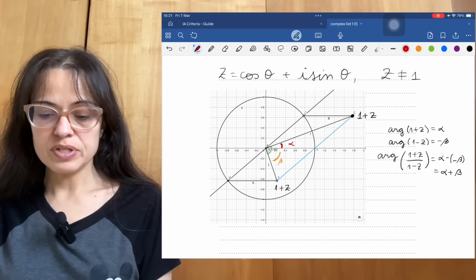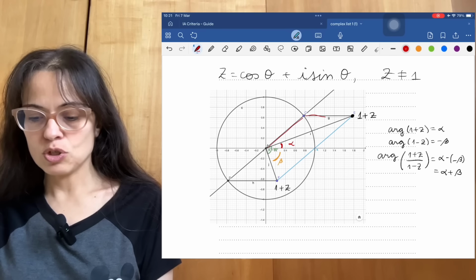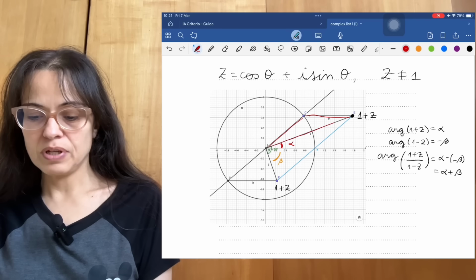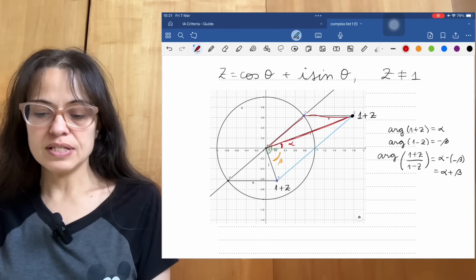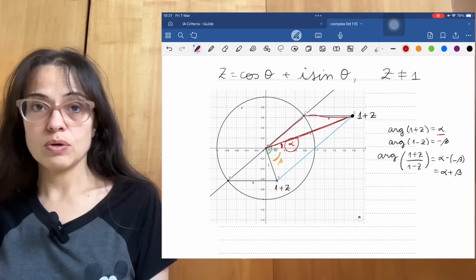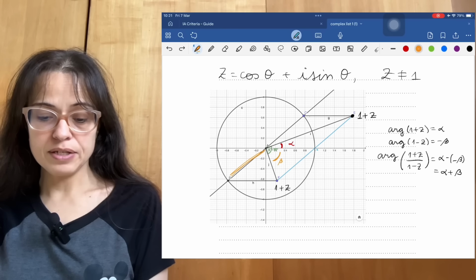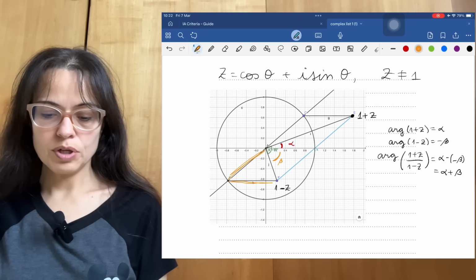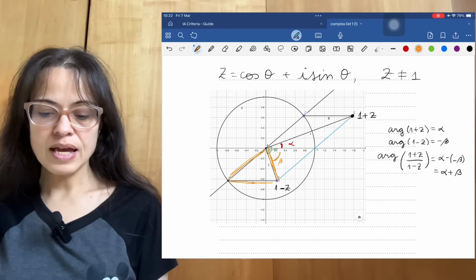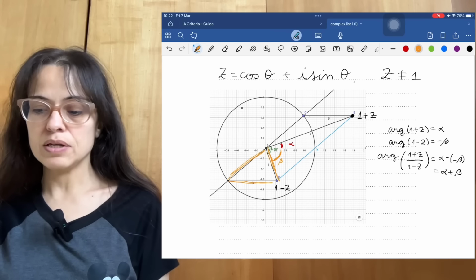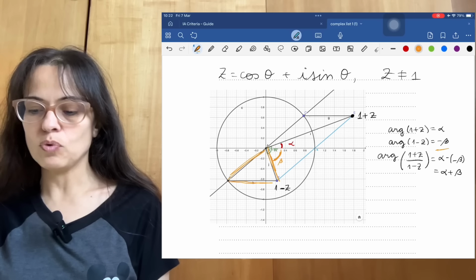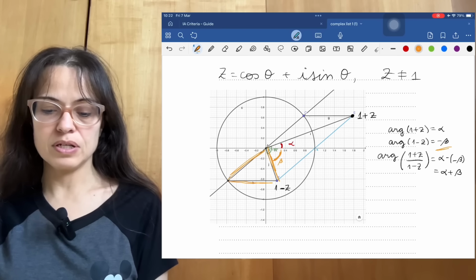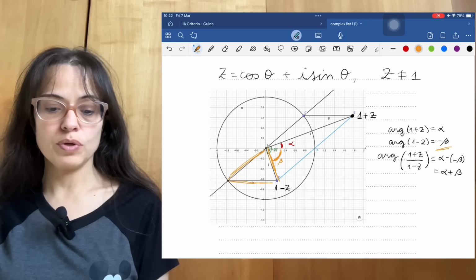That's because, like I was saying, this is z plus 1. This is 1 plus z. His argument is alpha, which is what I wrote down here. Now this is minus z plus 1. So that is the number 1 minus z. And his argument, I'm putting as beta in the picture, but over here I'm writing it down as minus beta, okay? Because this is going the opposite way around.